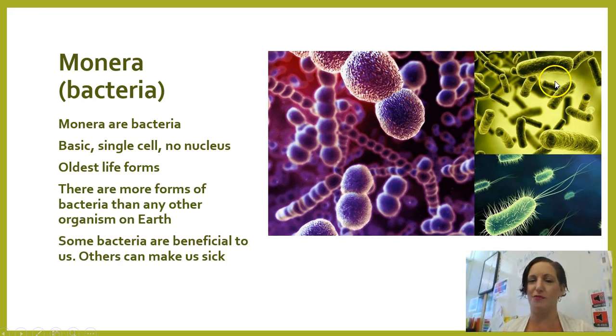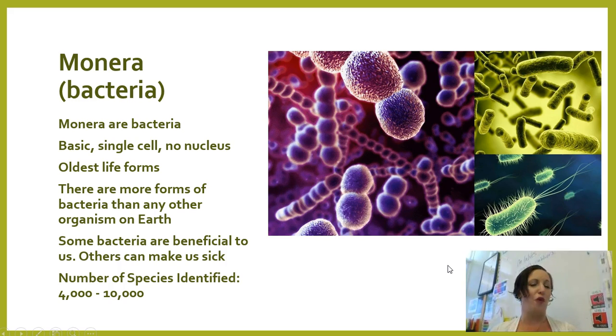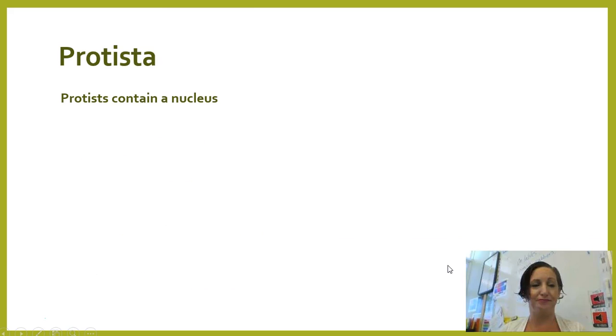This one over here is E. coli, and this type of bacteria is found in your poos, and that's why it's extremely important to wash your hands after you've been to the toilet, because E. coli can make you sick if you ingest it. And this one down here, this nasty little thing, this is a salmonella bacteria. So when you get food poisoning and you vomit a lot, it's because this bacteria can make you very sick. There's 4,000 to 10,000 species of bacteria identified.